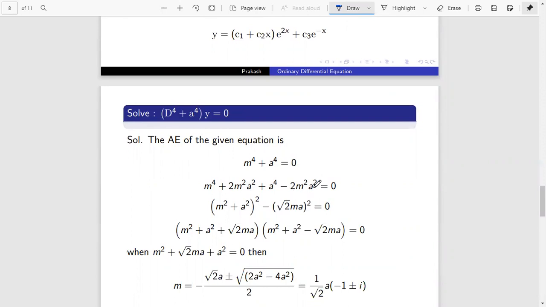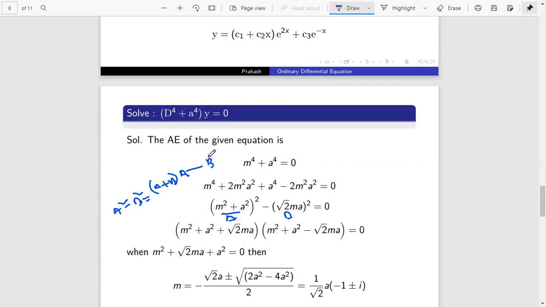That's all here. Okay. So if you are adding and subtracting, we can rewrite this as (m square plus a square) whole square minus (square root of 2 m a) whole square equal to 0. It is nothing but something a, this is b. So it will be a square minus b square. We all know how to factor this. So a square minus b square means a plus b into a minus b.